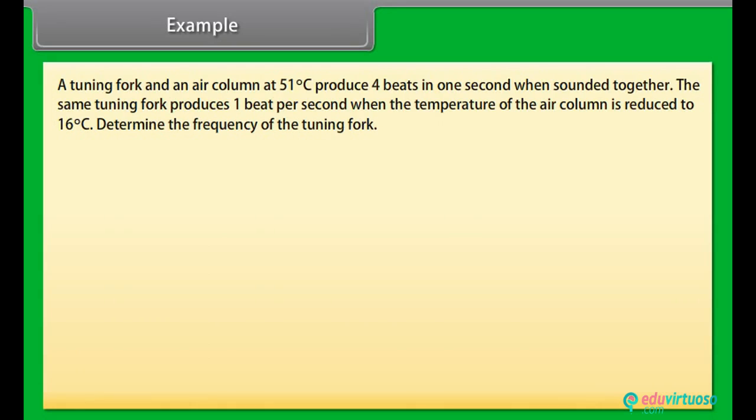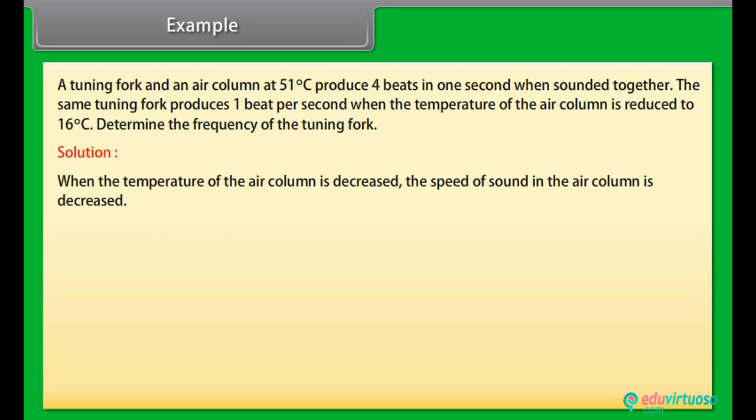Let's take an example of beats. A tuning fork and an air column at 51 degrees Celsius produce 4 beats in 1 second when sounded together. The same tuning fork produces 1 beat per second when the temperature of the air column is reduced to 16 degrees Celsius. Determine the frequency of the tuning fork. Let's see the solution.